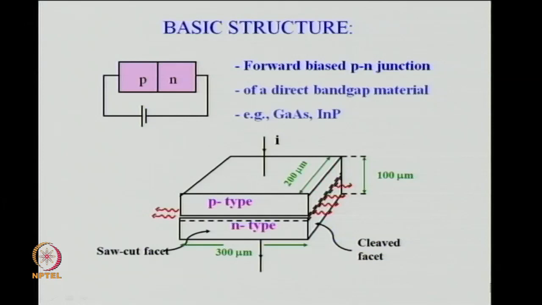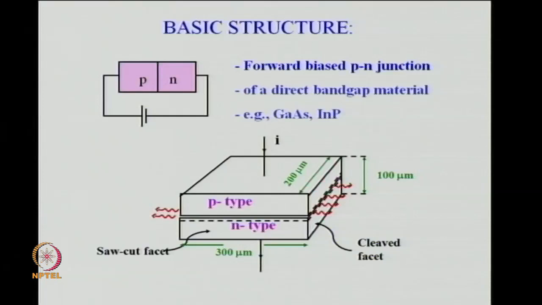Yesterday I mentioned cleaved facets acting as mirrors. At the two ends it has cleaved facets, so that light which is generated and light which is traveling in this direction forms a resonator. Whereas the other two ends, which are here and on the back side here, are usually sawed, that is cut with a saw, so that you have a rough surface on this side.